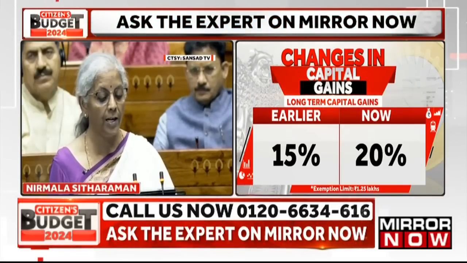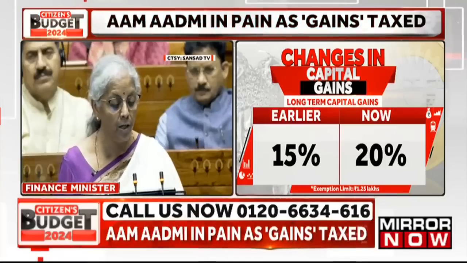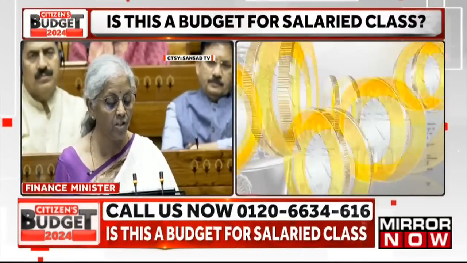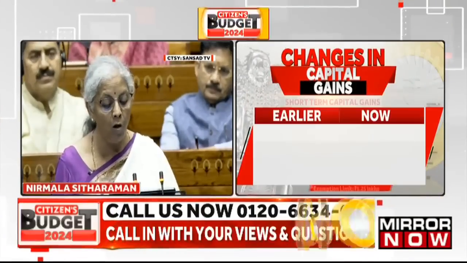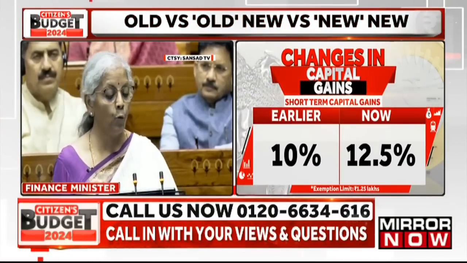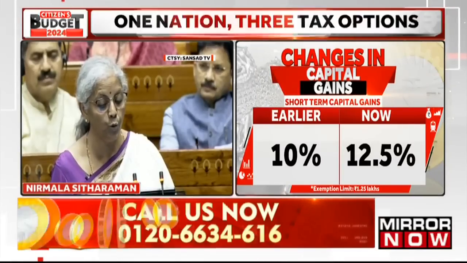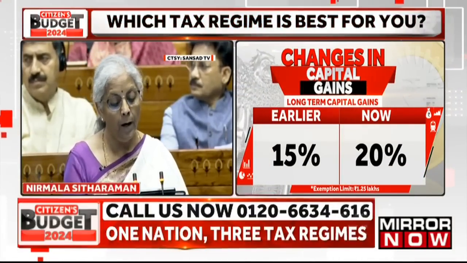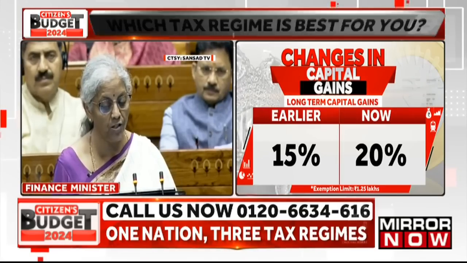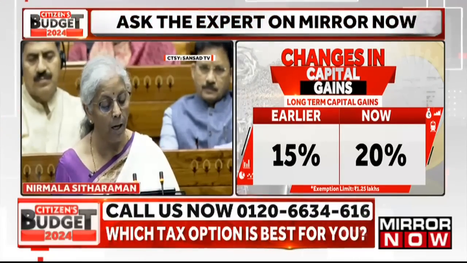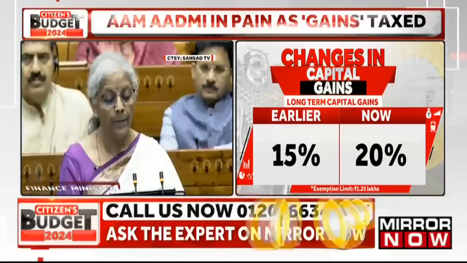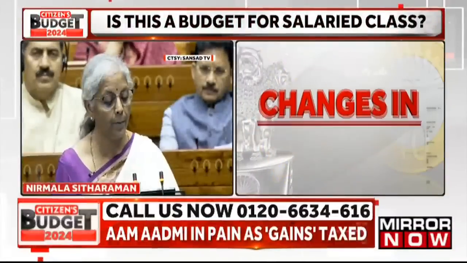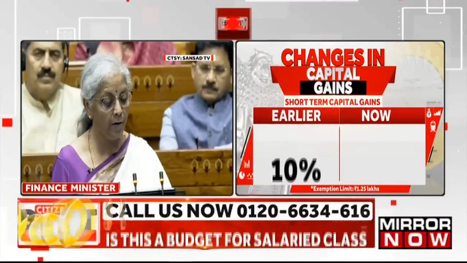Listed financial assets held for more than a year will be classified as long-term, while unlisted financial assets and all non-financial assets will have to be held for at least 2 years to be classified as long-term. Unlisted bonds and debentures, debt mutual funds, and market-linked debentures, irrespective of holding period, however, will attract tax on capital gains at applicable rates.